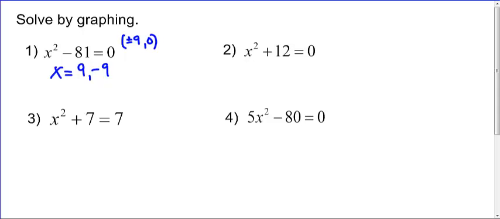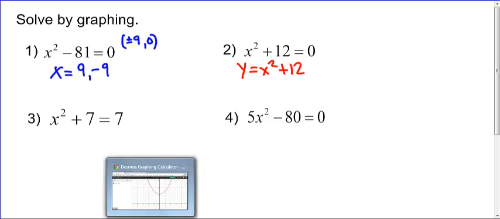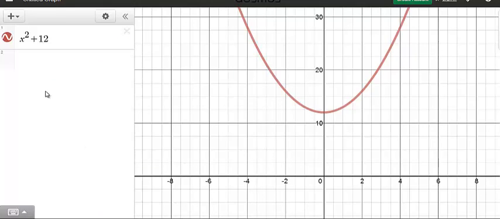Continuing on to number 2, we start with the equation x squared plus 12 equals 0. I kind of neglected this a little bit when I talked about the first one, but what we want to graph is y equals x squared plus 12. Now, Desmos is smart enough that if we just put x squared plus 12 in there, it will go ahead and assume you mean y equals. And I've got that one graphed already right here.